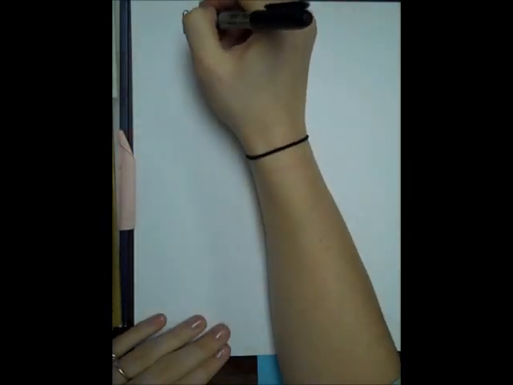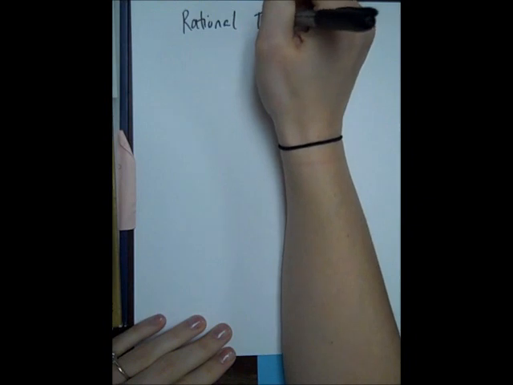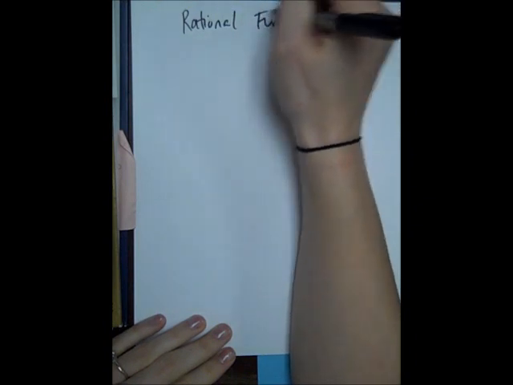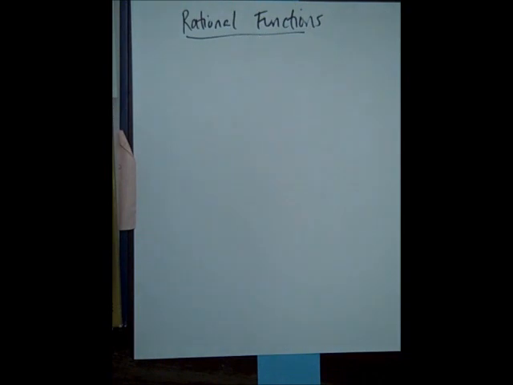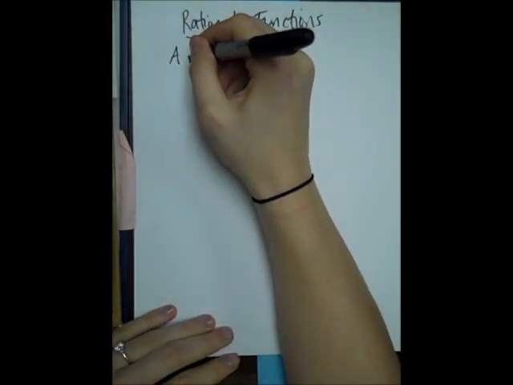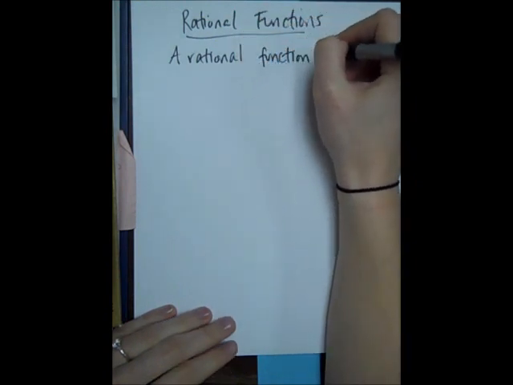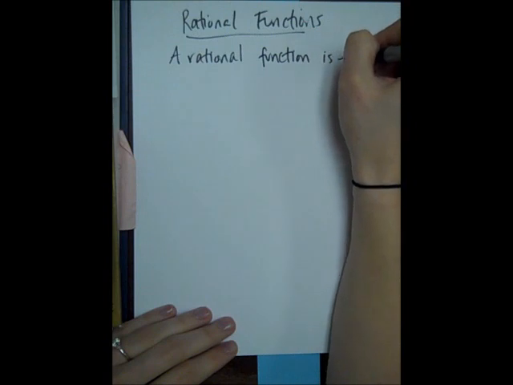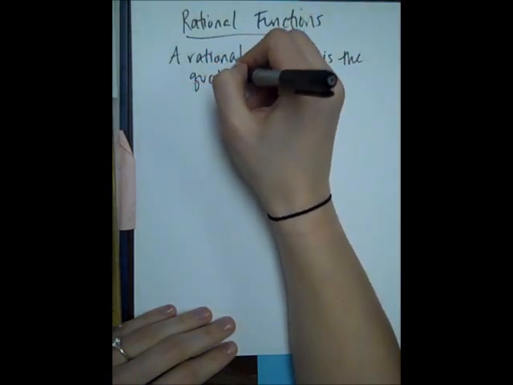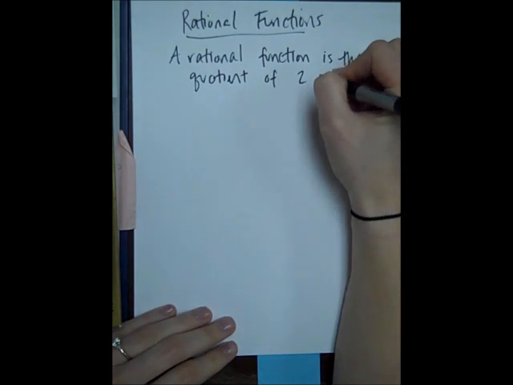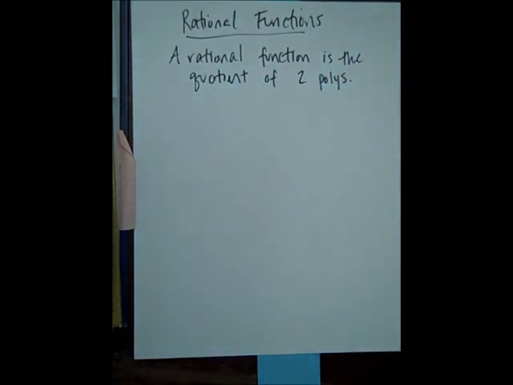The next type of function that we can talk about are rational functions. So what is a rational function? It's basically taking the idea of a polynomial and then dividing them. So a rational function is the quotient, meaning that I'm dividing, of two polynomials. So all I'm going to do is take two polynomials and then divide them.